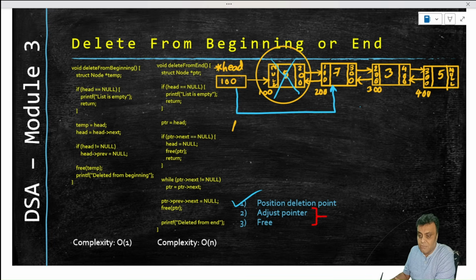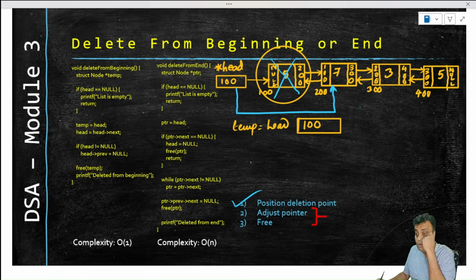So we will take a temporary variable, and in this temporary variable we will put head, which means this temporary variable now has 100, right? And what is the reason for that? I will come to it. Now what we are doing is we have to adjust the head. Yes, that there is no doubt we have to adjust the head. We have to move the head.